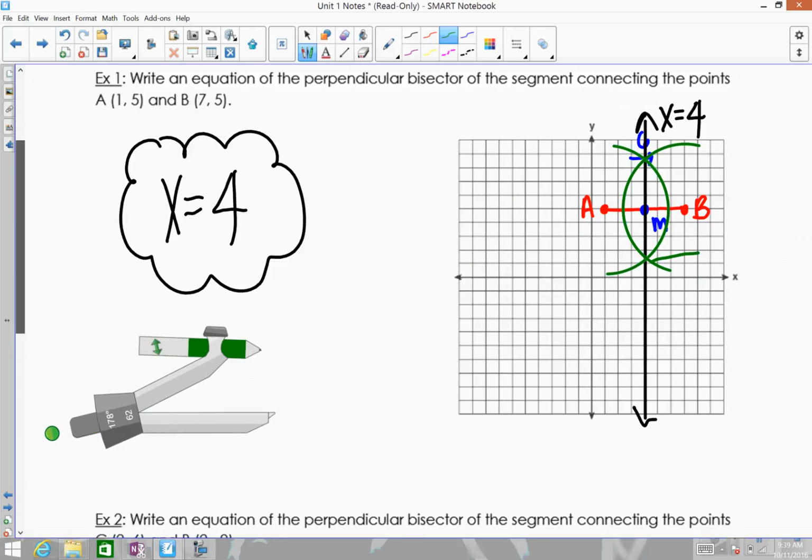And you can see that the perpendicular bisector that I found using the coordinate graph is the same thing as doing the construction. So it should work out that way. So if you can't figure it out on a graph, you could always do the construction and then find the equation of the line afterward. So that's another option for you. So let's look at the next example.